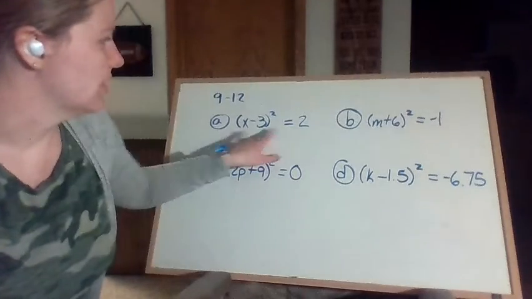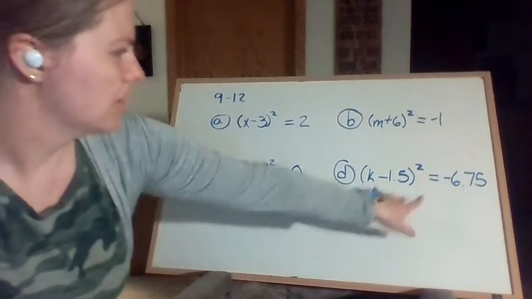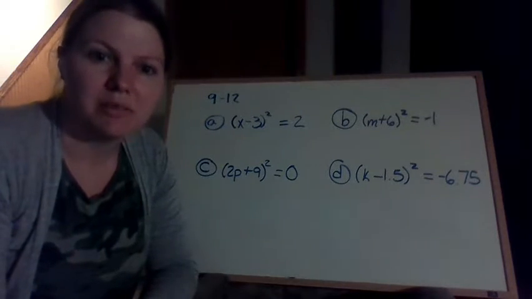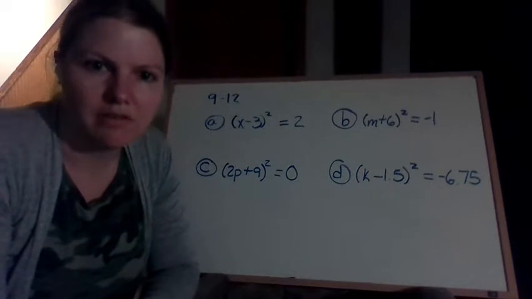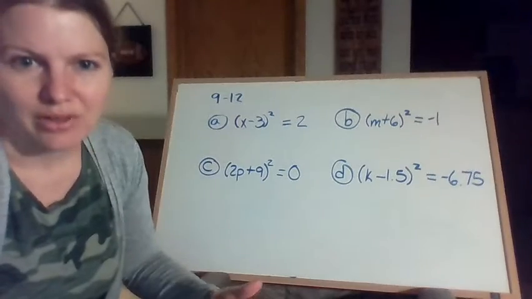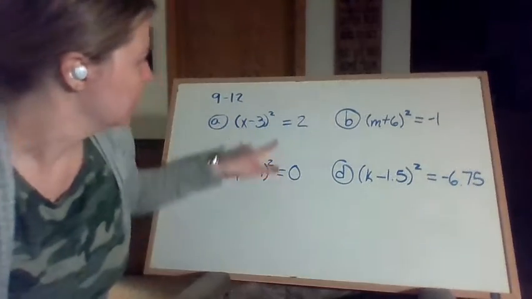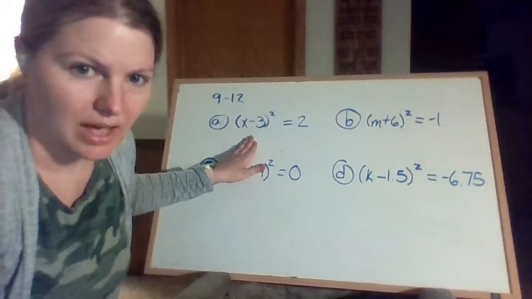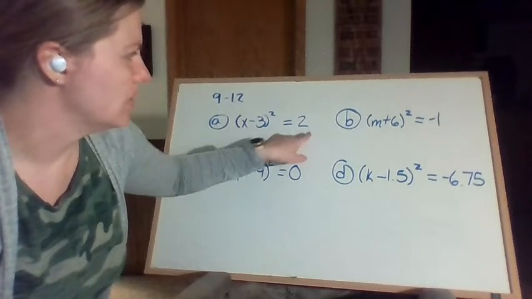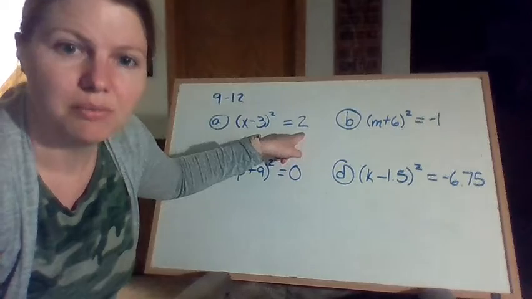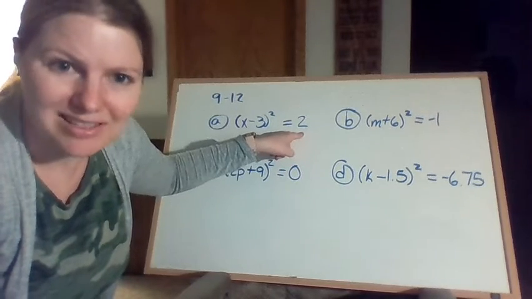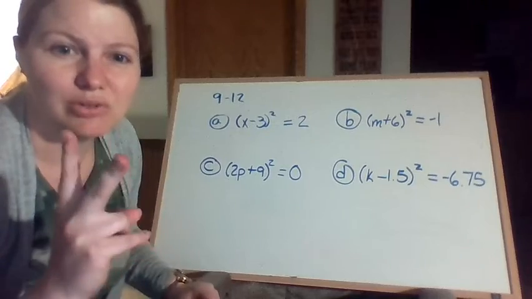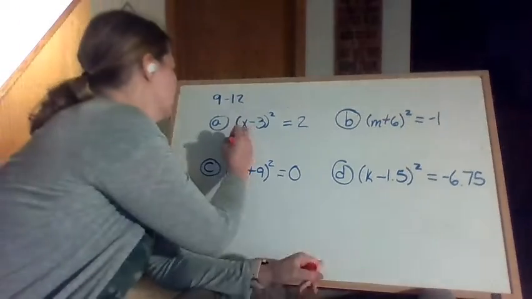So first off, right here is our perfect square on all of our problems. And what your perfect square equals will help you determine how many solutions there are, and you don't even have to solve them. Now, thinking back to when you do solve them, you would take the square root of both sides on, say, letter A to solve for x. When you do that, you would get x minus 3 equals the square root of 2. But remember that we can take the positive square root of 2 and the negative square root of 2. So that means that we have 2 solutions for that one.